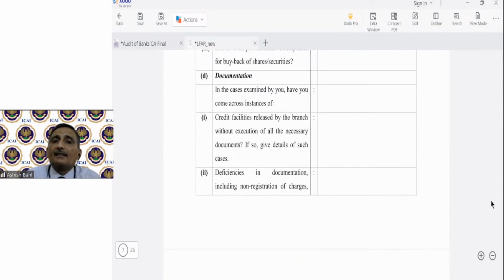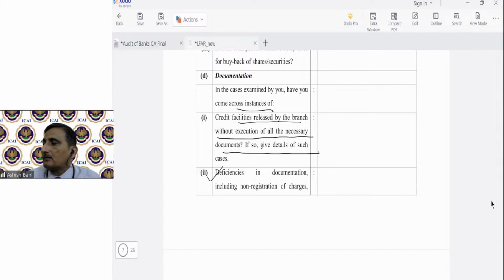Similarly, on documentation, have you come across instances of credit facilities released by the branch without execution of necessary documents? What deficiencies in documentation have you observed? Like in case of a company, its charge might not have been registered with ROC. So you can verify the same online. Besides seeing the certificate of charge in the borrower file, you can also verify it online by going to the master data on the ROC website. So these kind of things.